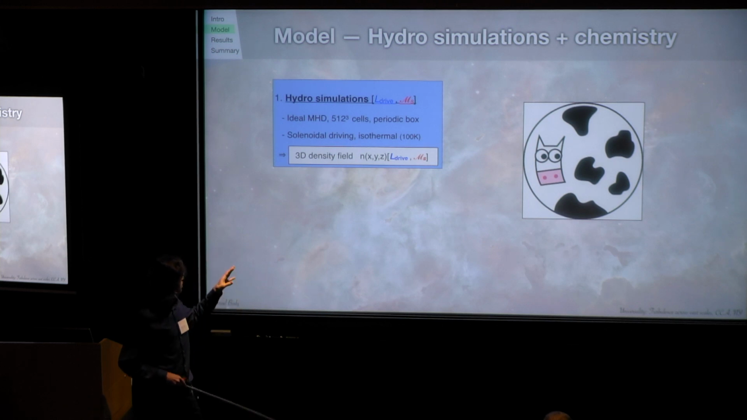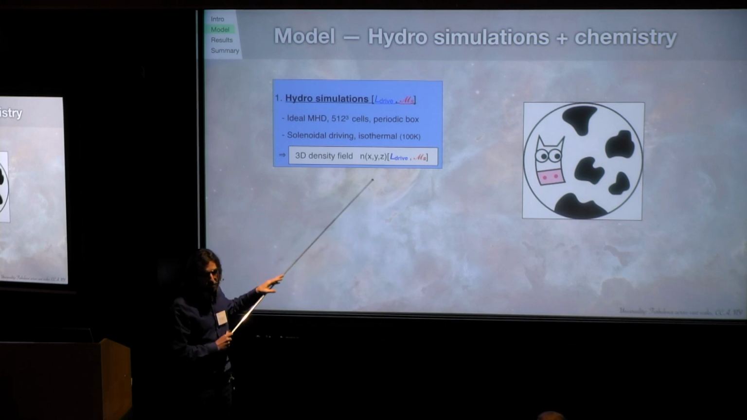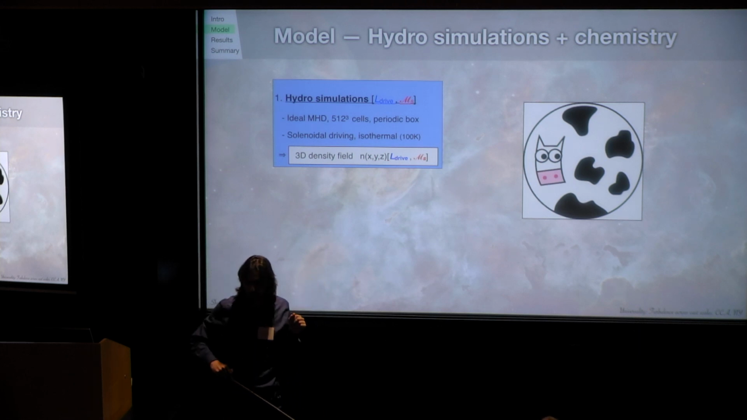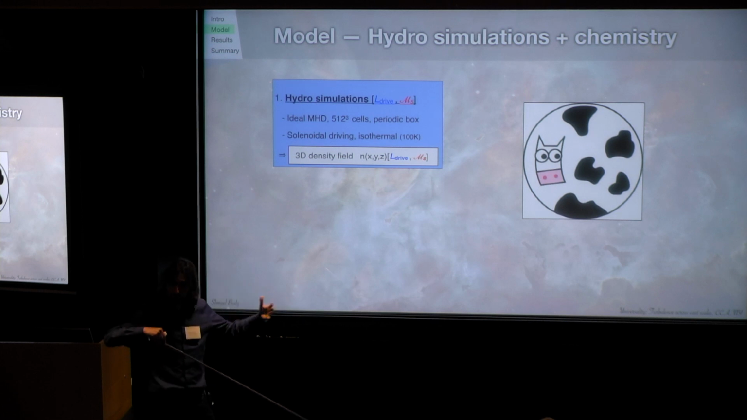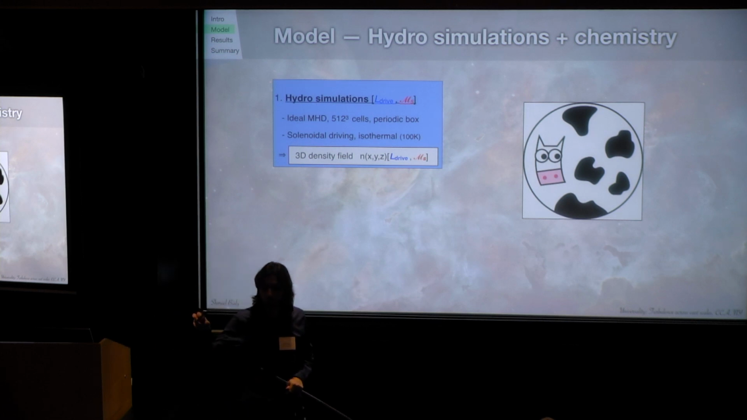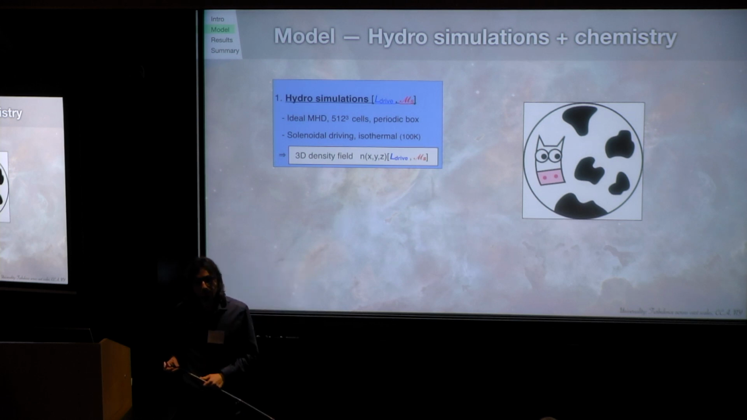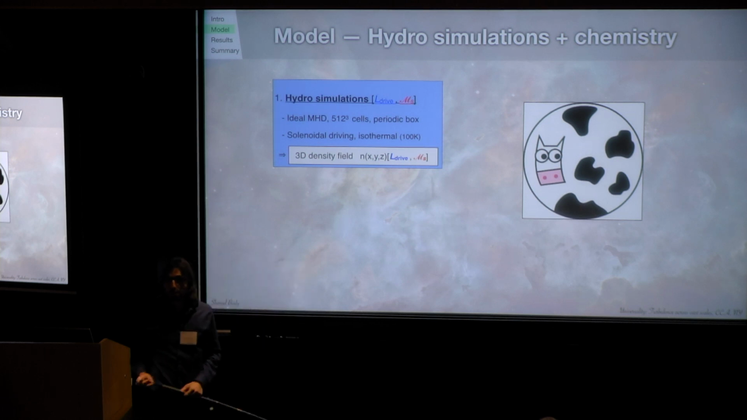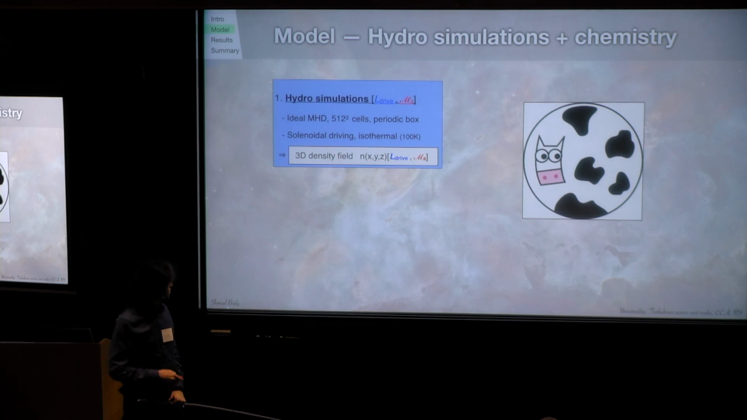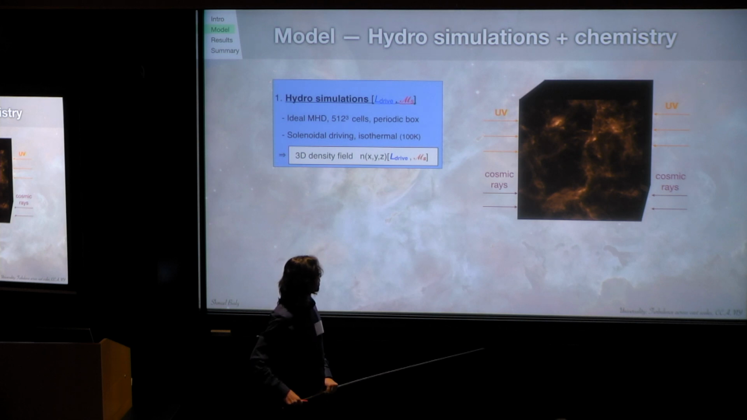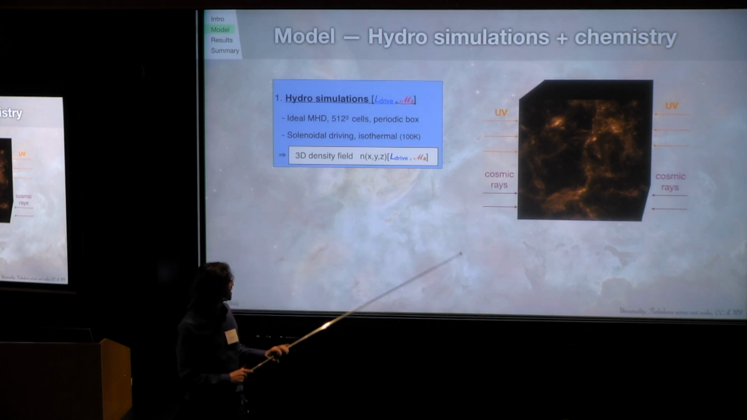And importantly, I'll focus here on these two parameters: the sonic Mach number, which tells you the strength of the turbulence, and the driving scale, the scale where you drive the turbulence. That tells you what would be the scale of the density fluctuations. The larger the driving scale, the larger the scale of density fluctuations, and a small driving scale will give you a smaller scale of density fluctuations. So our spherical cow turns into a box cow, and that's the box cow.